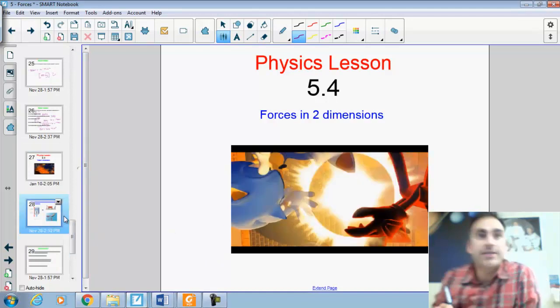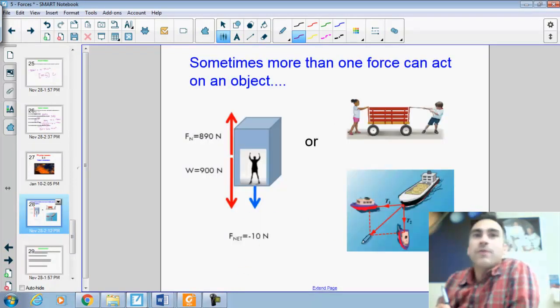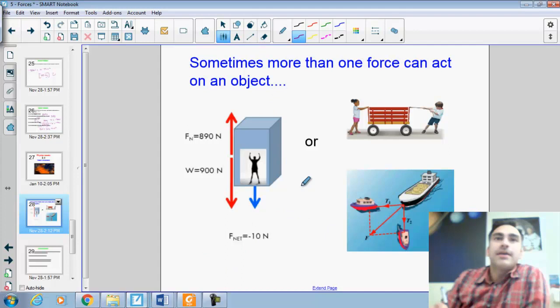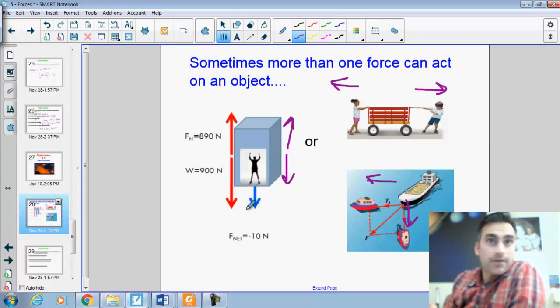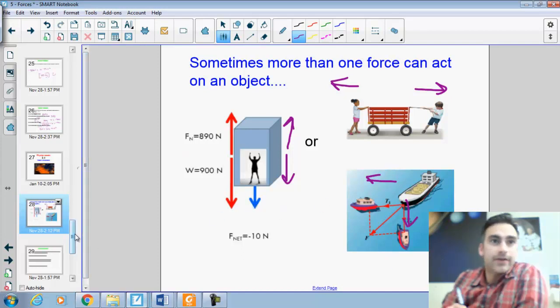Forces in two dimensions. We've already talked about this a little bit, but essentially you can have a force going up and down, and you can have a force going this way and this way. Now we're going to include having a force that goes perpendicular to itself here. So let's see how this plays out.